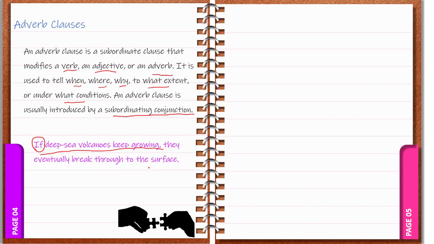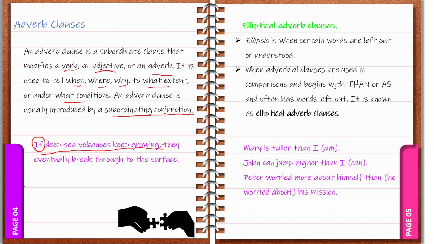If deep sea volcanoes, the elliptical adverb clauses. Ellipsis means that certain words are left out or rather understood in a sentence. When this happens, especially when comparison is using the word than and as, and certain words are left out clearly because they are understood even when they are not indicated in the sentence, these are what we call the elliptical adverb clauses. For example, Mary is taller than I. If that sentence was complete, we would say Mary is taller than I am. John can jump higher than I can.